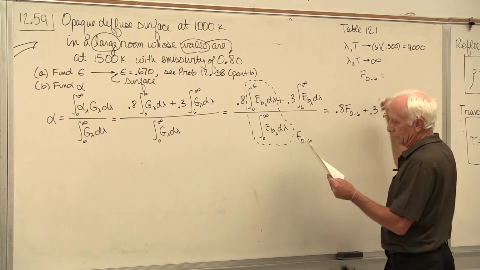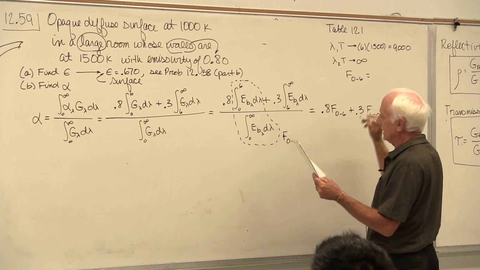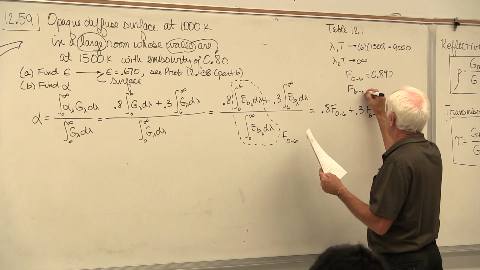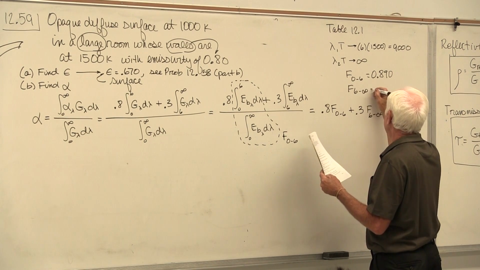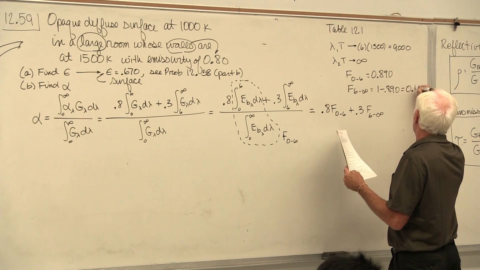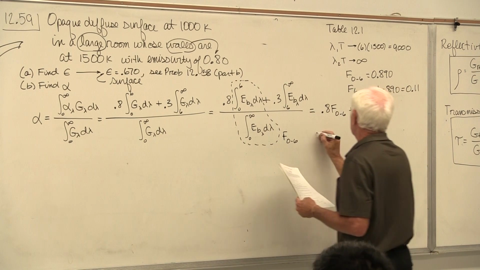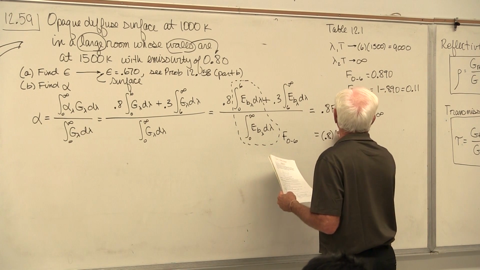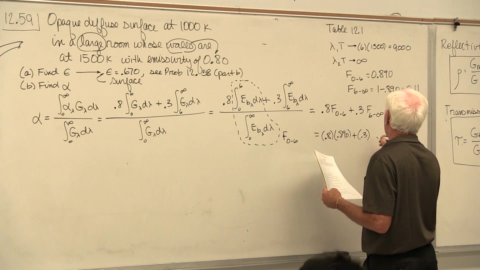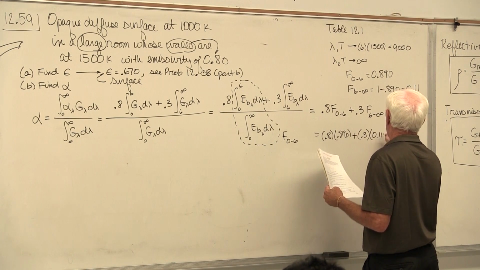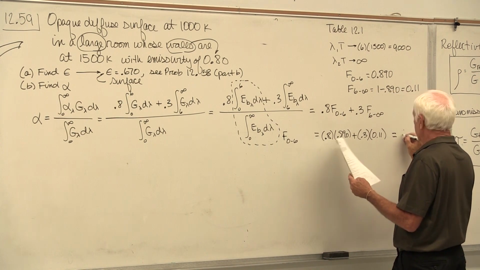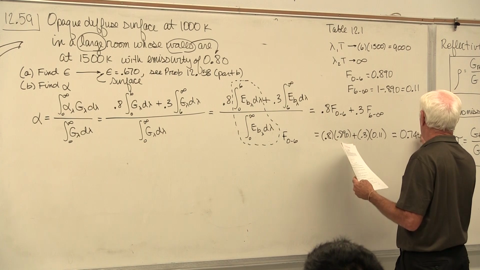F0 to 6 from the table 12.2 is 0.890. F from 6 to infinity is 1 minus 0.89011. All right, so this becomes 8/10, 3/10, so alpha then comes out to be 0.745.